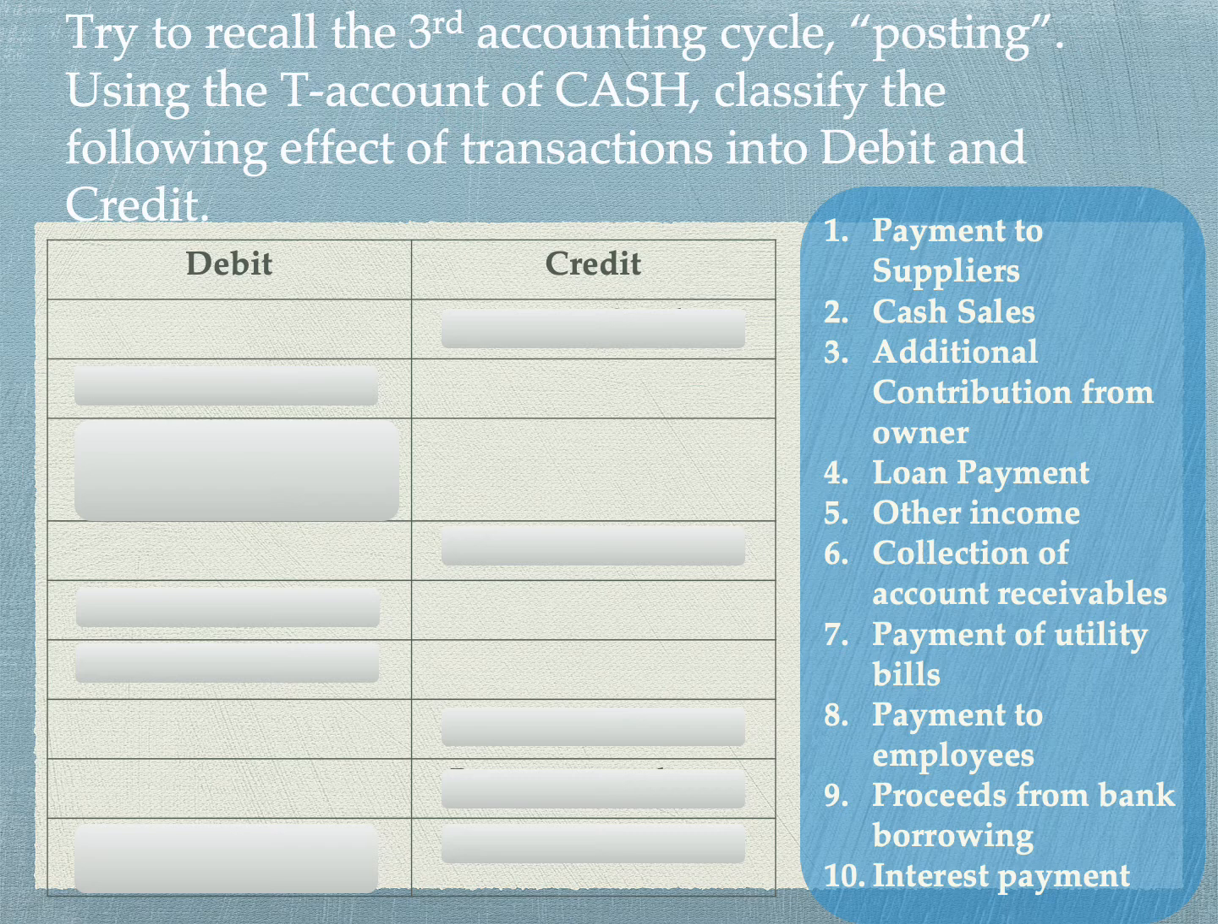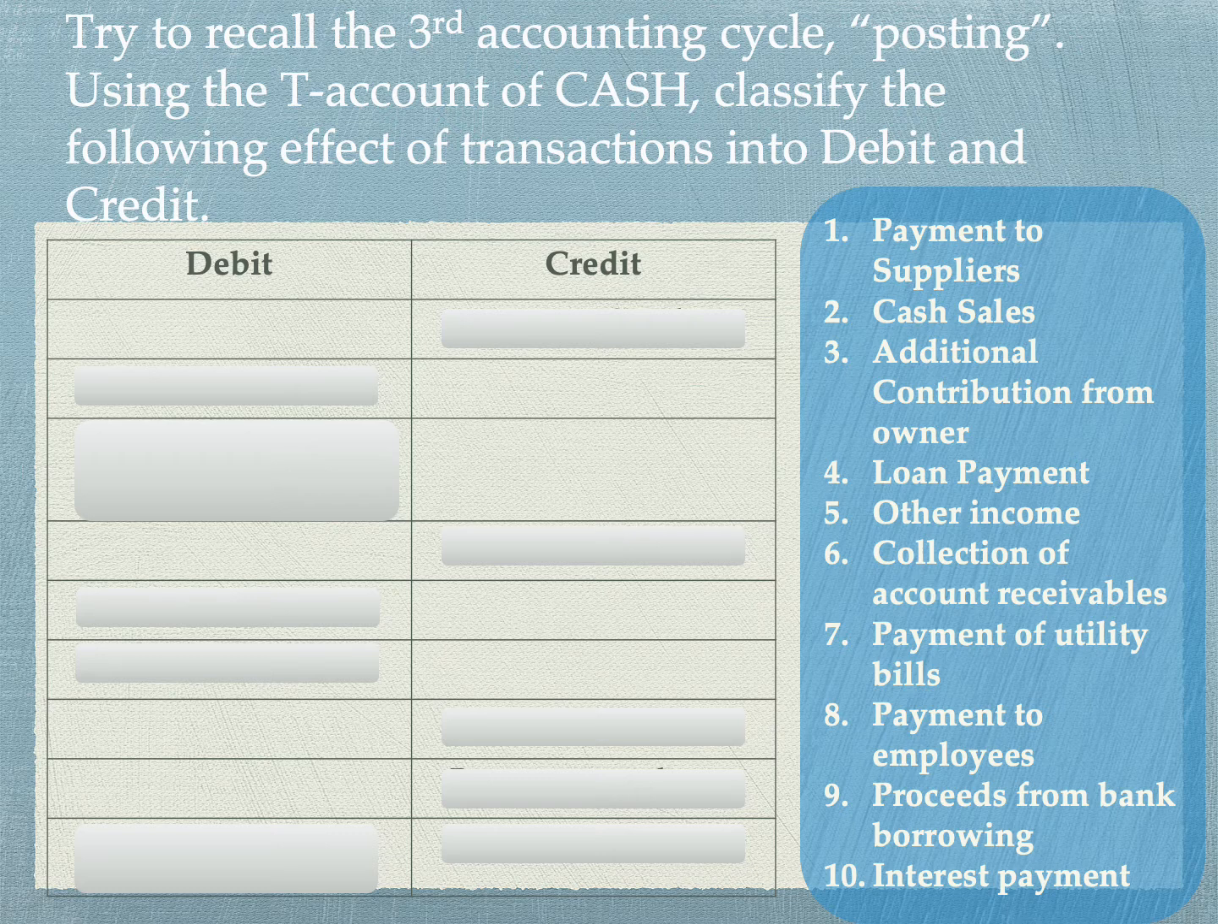Try to recall the third step in the accounting cycle, posting. Posting refers to the process of transferring entries in the journal into the accounts in the ledger. Posting to the ledger is the classifying phase of accounting. It is also where you can find out the balances of each account.